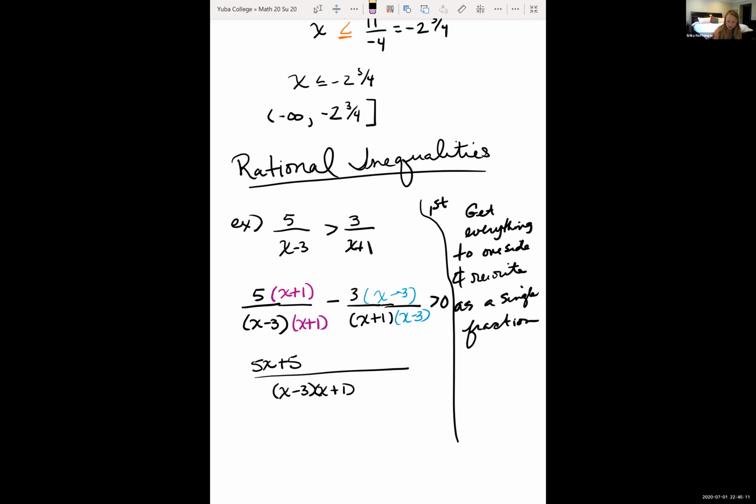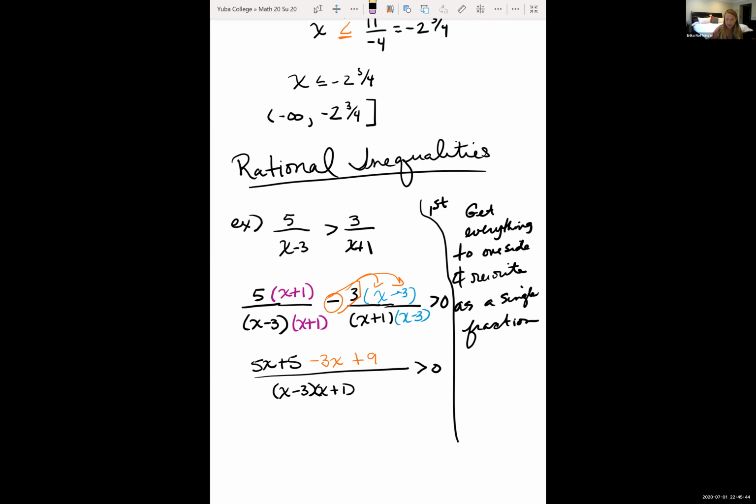And then be careful, because of that minus sign between our fractions, when you're distributing that 3, you're actually carrying the negative with the 3. So you're actually distributing -3. So -3 times x is -3x, and -3 times this -3 is a +9. And we're still looking at when this is greater than 0.